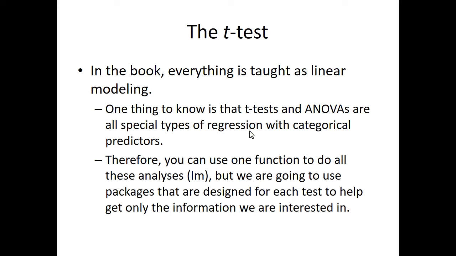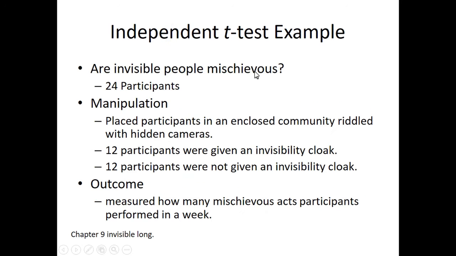So anytime you run ANOVA, it's regression, just with categorical variables. So they're special children of linear models. We could always use the LM function, but instead we're going to use some packages that are designed for each one because that has the information you need. So there's a package called Easy ANOVA that we're going to use for ANOVA. I don't know if it's particularly easy, but it's better than what the book has. Last year I taught what the book has, and it was fine. But then the next semester I figured out an easier way to do it.